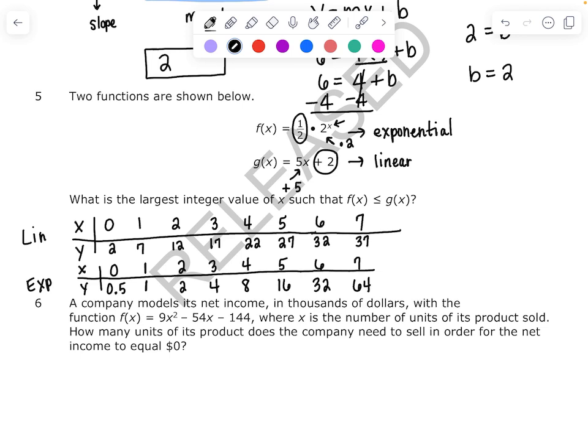Now notice this says less than or equal to. So if we look at where these two functions are equal, you will see that when x equals 6, in both functions, we are getting an output of 32. So what is the largest integer value of x such that the exponential function is less than or equal to g of x? The answer is 6. Again, this would be an open response question. You would probably have a box to type your answer into.